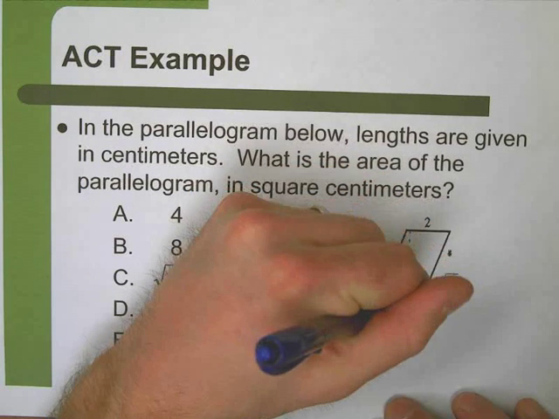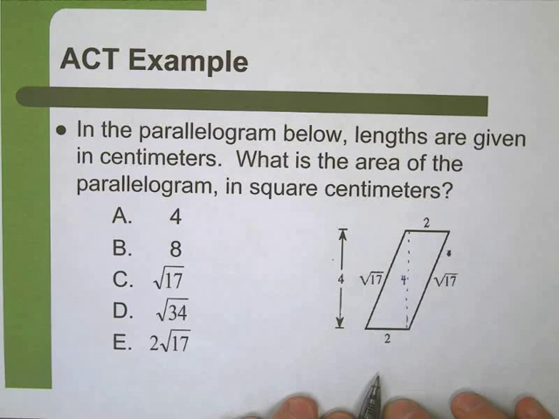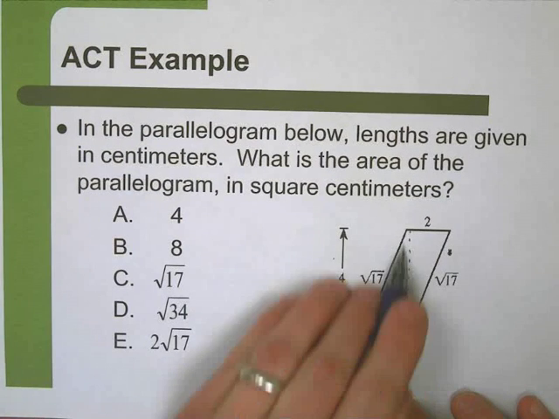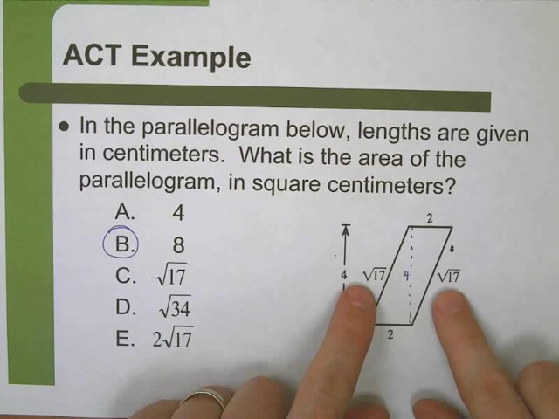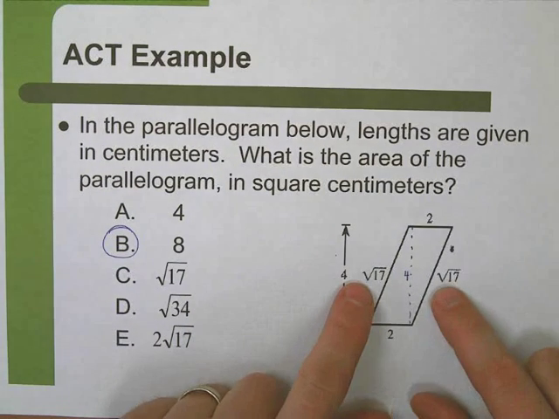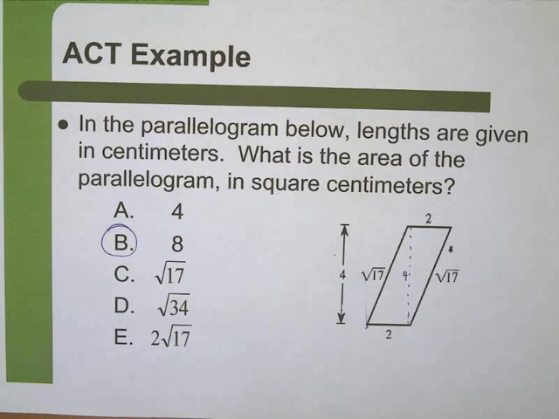But if you know the area of a parallelogram, you realize that it's just base times height. The base is 2, and the height is 4. The answer is 8. That one is deceiving because they throw this extra information in that you don't even need. You don't need it at all. Okay? You don't need it. It's there to scare you.